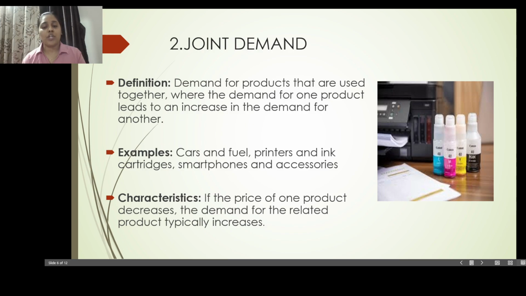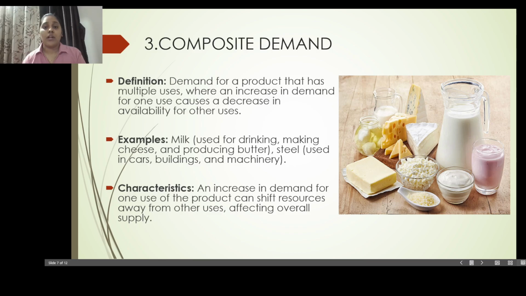Next, let's discuss composite demand. Composite demand happens when one product is used for multiple purposes. If demand for one use increases, it reduces availability for other uses. For example, milk is used for drinking, making cheese and making butter. If more milk is used for cheese, less is available for drinking. And steel is used in cars, buildings and machines. If more steel is needed for construction, there will be less available for making cars. This means that one product's demand can affect multiple industries.